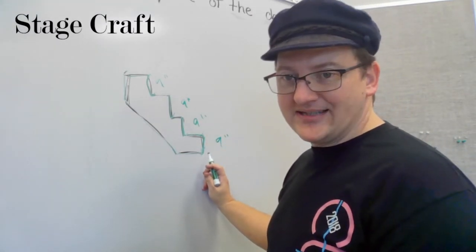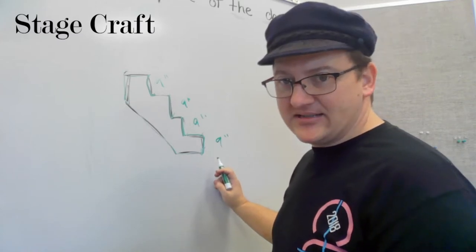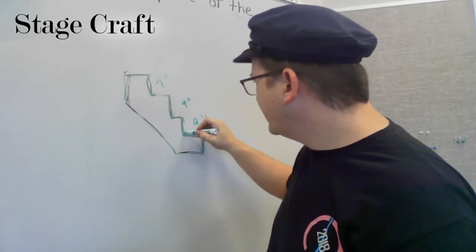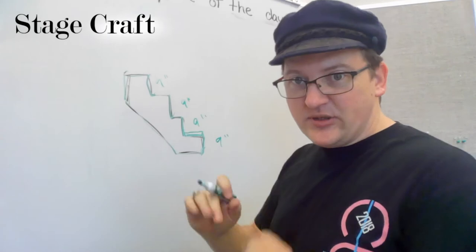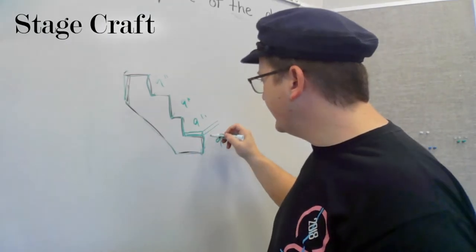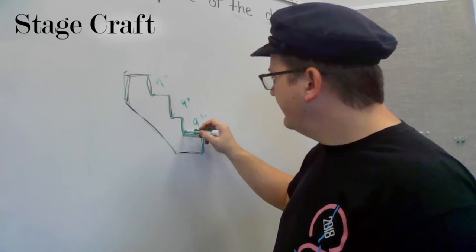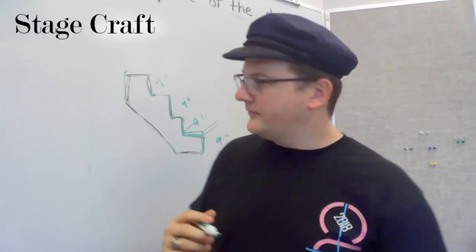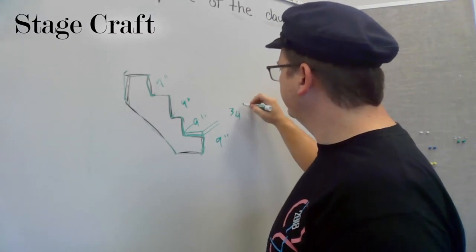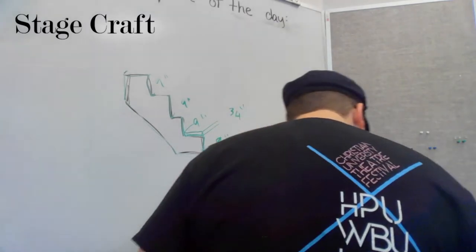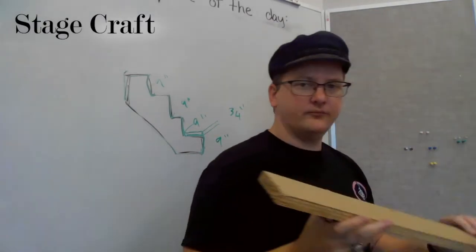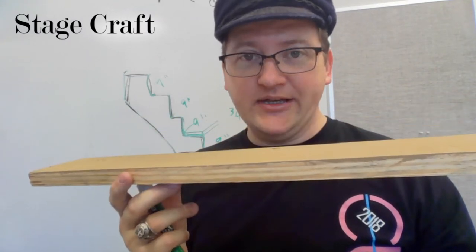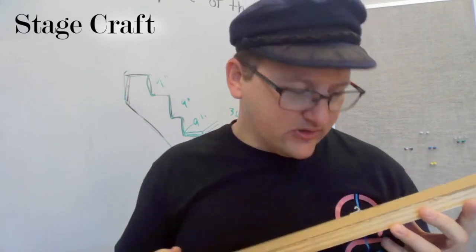The first rise needs to be 9 inches minus the thickness of the tread. So, the tread is a piece of wood. The tread is the piece of wood that you step on that sits across here, right? That tread is usually 3/4 inch thick. I'll show you. For example, this is the normal thickness of a stair tread, right? 3/4 inch.